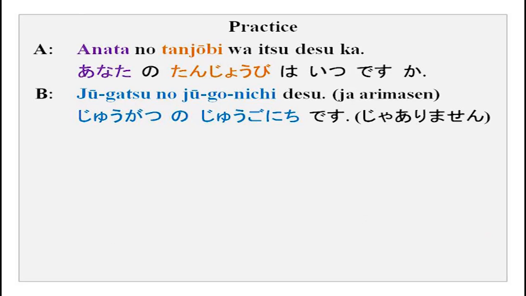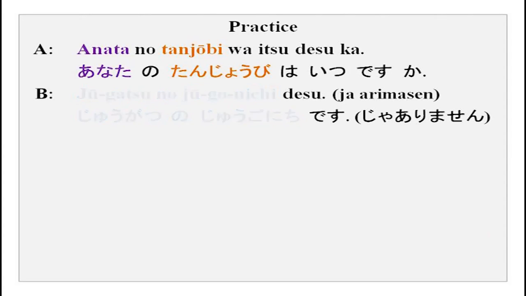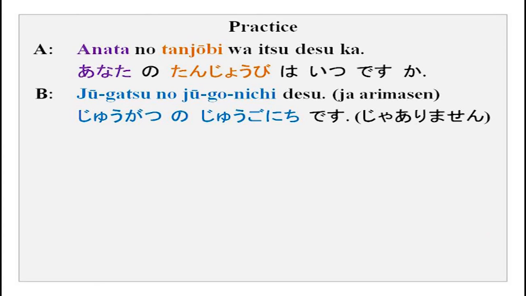Now, you can see over here, anata no tanjobi wa itsu desu ka? Jugatsu no jugonichi desu. And if you want to say no, then iie, jugatsu no jugonichi dewa arimasen. You can change jugatsu no jugonichi for any of these over here.